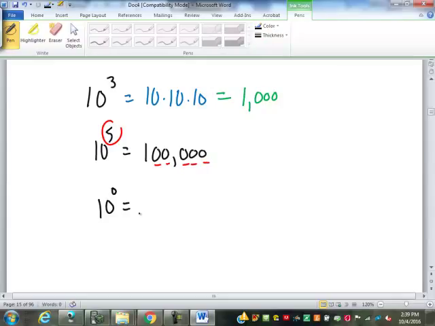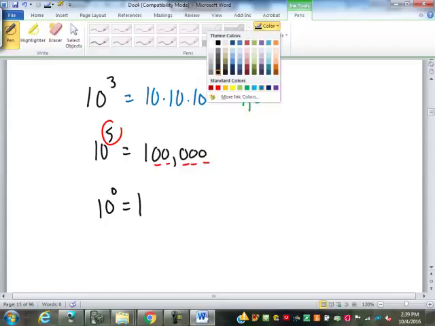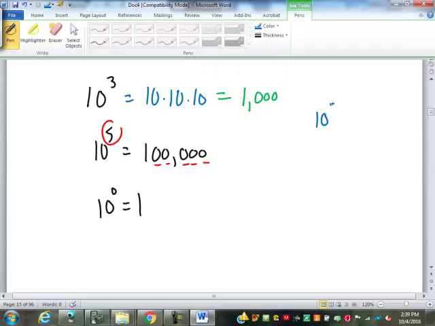Let's see how well you remember your powers. 10 to the power of 0 is? 0. I figured most people would say 0. What's it going to be? Anybody remember? There you go, 1. The pattern looks like this. 10 to the third is 1,000. What's 10 to the second? 10 squared. 100. 10 to the first is just 10.